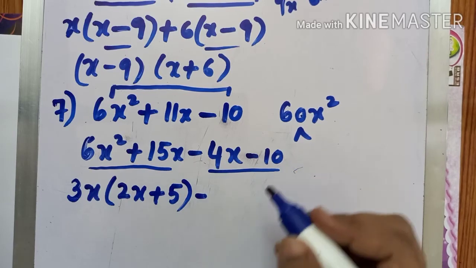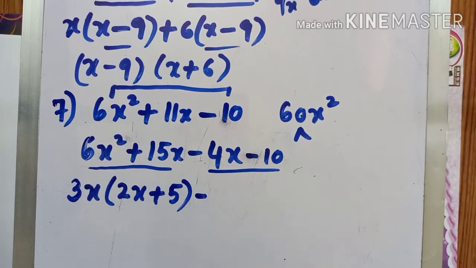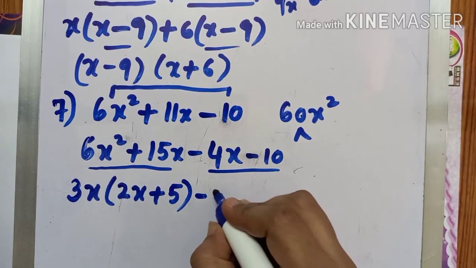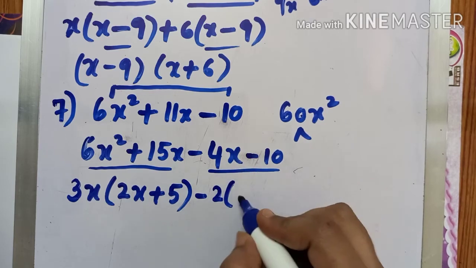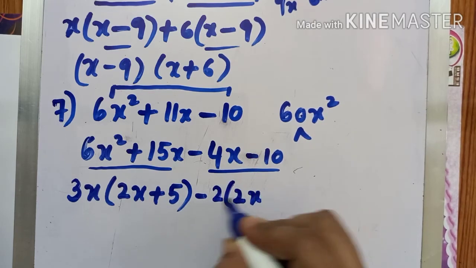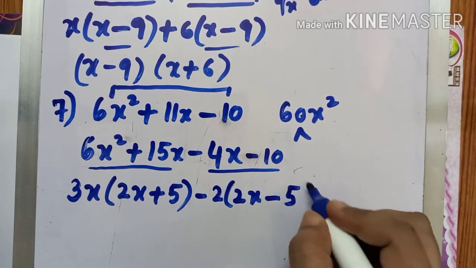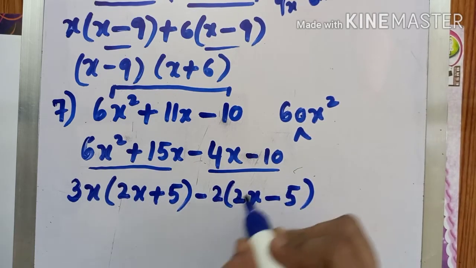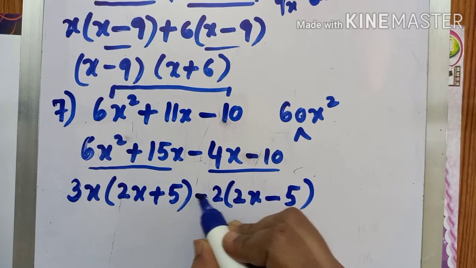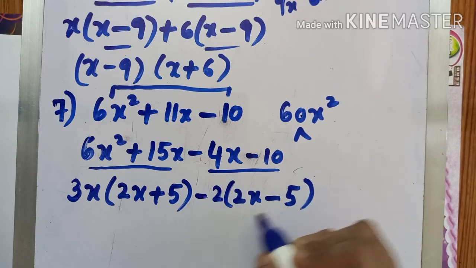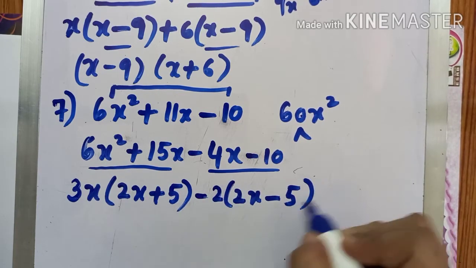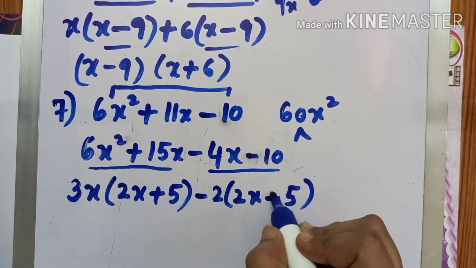Now 4 and 10, what can you take common in 4 and 10? You can take 2 common. Okay, so 2, then this 2x, because 2 2s is 4, and x, then minus 2 5s are 10. Okay, so actually when you are writing here, minus sign is there, and inside the bracket when you're writing the brackets, this minus will become plus.